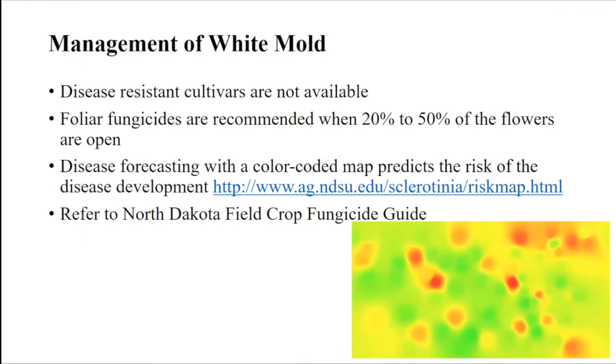Management of white mold in general, again, I wanted to mention that there are no resistant cultivars available to manage this disease. Only foliar fungicides are recommended, spraying at 20 to 50% flowering stage. There is a very, very good forecasting system available with NDSU. Go to this website during the cropping season, mention your stage of the crop, and find out whether you are at risk or not. If you see that it is high red and you are at high risk, refer to the North Dakota Field Crop Fungicide Guide. There are several best fungicides available to treat.